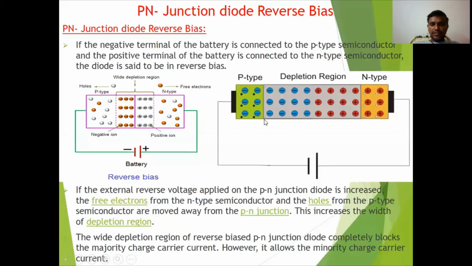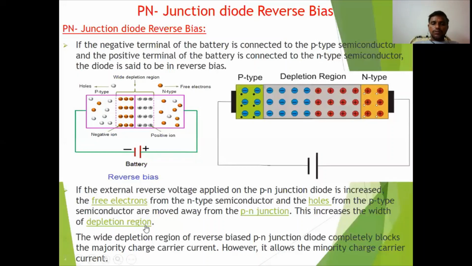As I increase the external reverse bias voltage, the depletion region width becomes double, from this point to this point. That means more immobile ions will be present, so that offers more development of the electric field. That is the opposing field for the holes moving from p-type to n-type, and electrons moving from n-type to p-type, that is, the majority carriers.